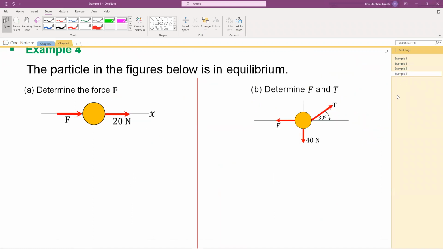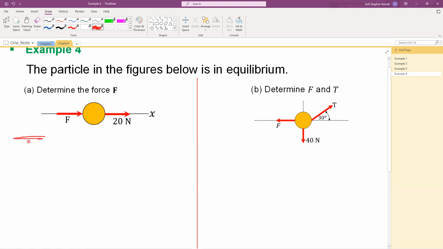So in example 4A, I've intentionally done the problem. That's a 1D. So this is the particle in equilibrium. You have a force F here and a force 20 Newton. They want us to find F. So these are already like a free body diagram that has been drawn.